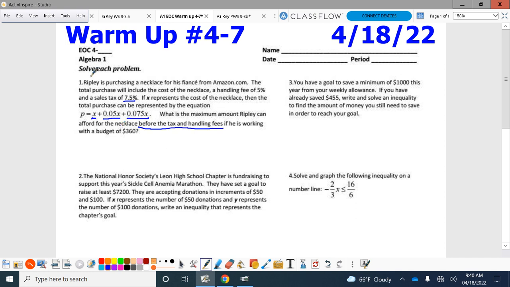P. It is the total purchase price that he can do. He can't afford to pay more than $360, so he can't pay taxes and a handling fee above the $360. So that $360 is going to go in the P. It's going to be $360 equals X plus 0.05X plus 0.075X. You are going to combine like terms by combining the numbers that are in front of each one of these variables. In order to solve this, guys, you're going to need to grab your calculators. Take a minute, get to here, and then grab your calculators.